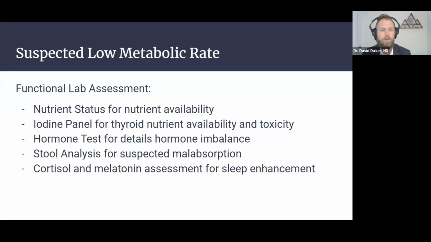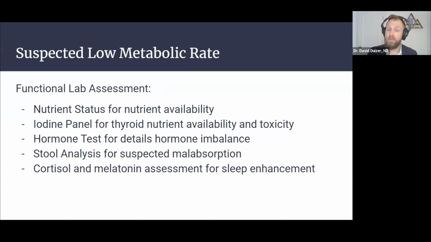Hormone testing. In the course, we go over basic conventional hormone testing and detailed testing like the Dutch test or urinary assessments for hormones and hormone metabolites. That's done by many different companies. Stool analysis for malabsorption. We have a nutrient deficiency. How did we get here? We need to optimize for digestive function.